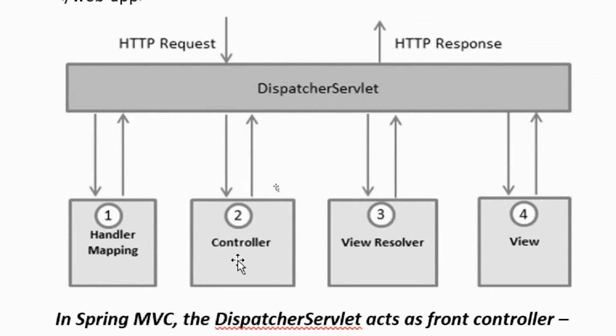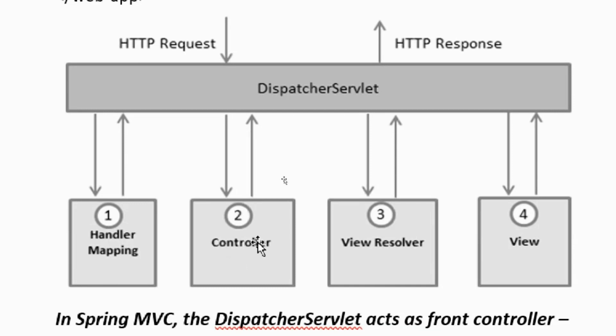The controller gives the response back to the dispatcher servlet. The dispatcher servlet identifies the view resolver. Based on the view resolver, it identifies the view name, and the request is sent to the view name. Then we give the response, right? Exactly.